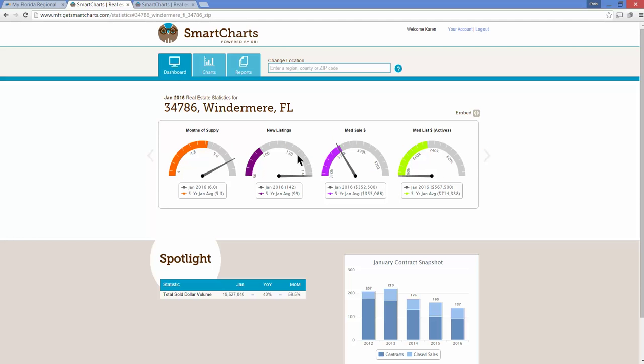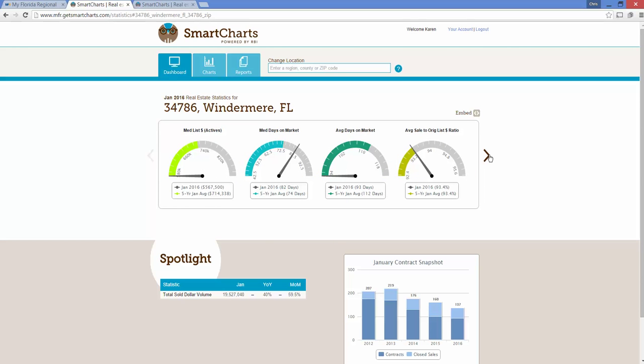Now I see the number of new listings. I do see that we are having a lot of listings in this area. 142 for January 2016 versus the 5-year average for January of 99. The median sale price is right about as it was for the 5-year average. Median list price for January was down slightly. Median days on market, slightly higher than the 5-year average. And average days on market. And then the average sale to list price ratio.